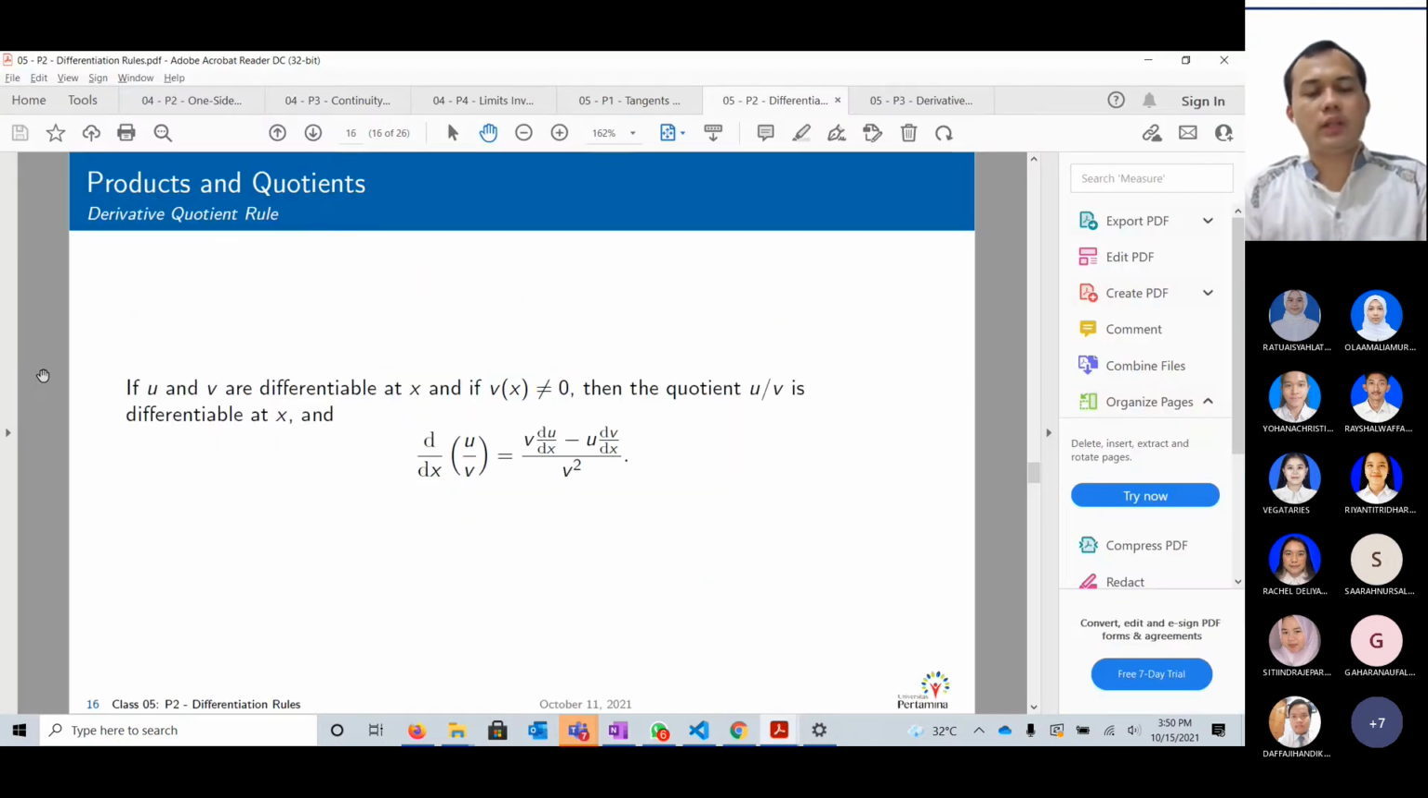And we also have a quotient rule, aturan pembagian. As long as v of x is not 0, we can find the derivative of u over v like this: v u prime minus u v prime over v squared. Jadi kalau kita mau turunkan u per v terhadap x, maka kita punya u aksen v minus u v aksen dibagi v kuadrat. Ini kalian sudah pelajari di SMA juga.